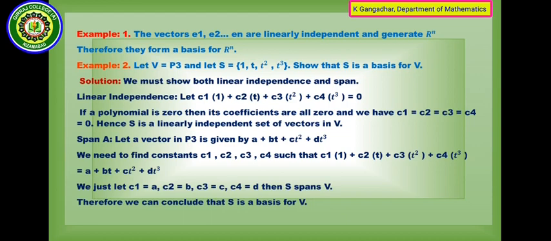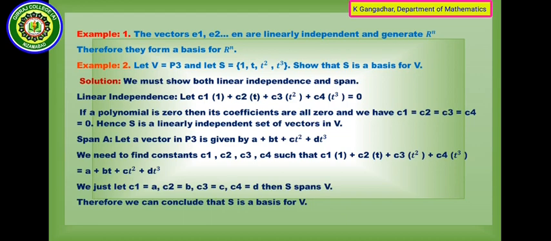So compare both side coefficients. First constant value c1 equals 0, t coefficient c2 equals 0, t square coefficient c3 equals 0, t cube coefficient c4 equals 0. So in the linear combination, all scalar values are zeros. Therefore we say that S is linear independent.